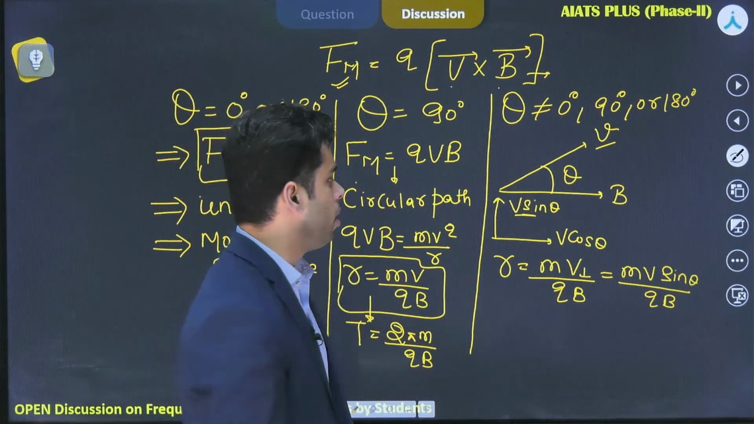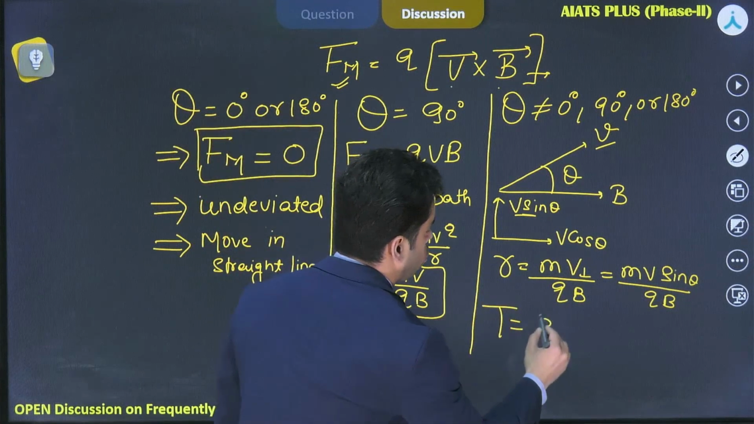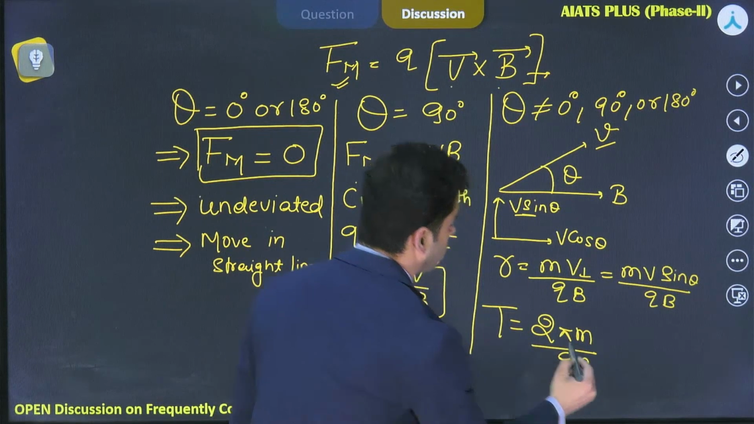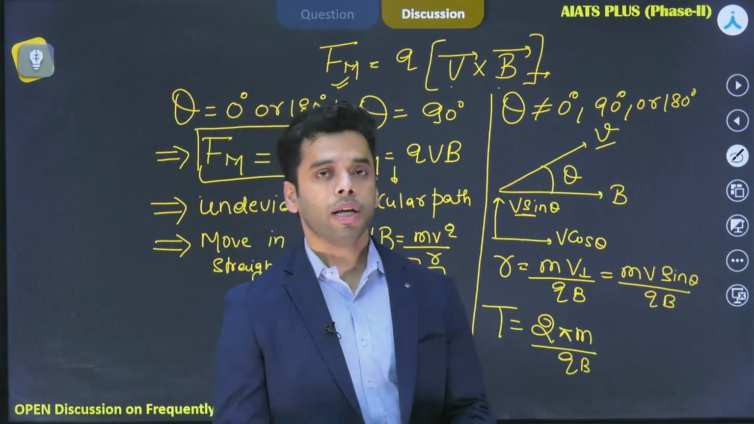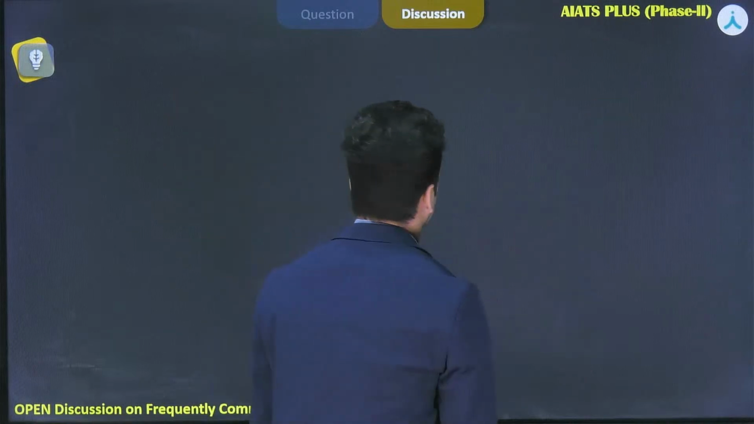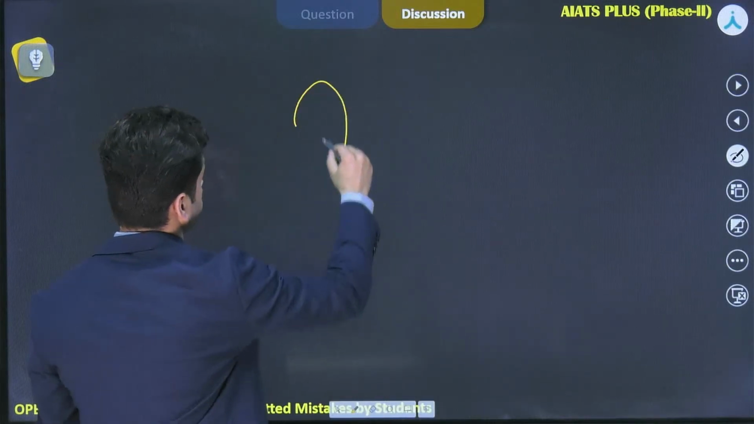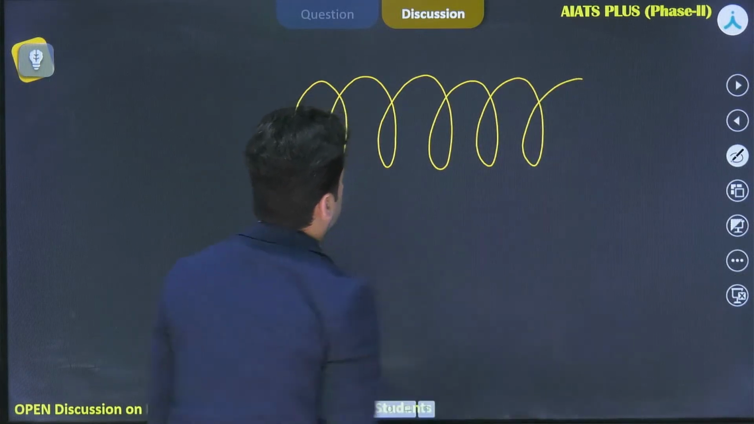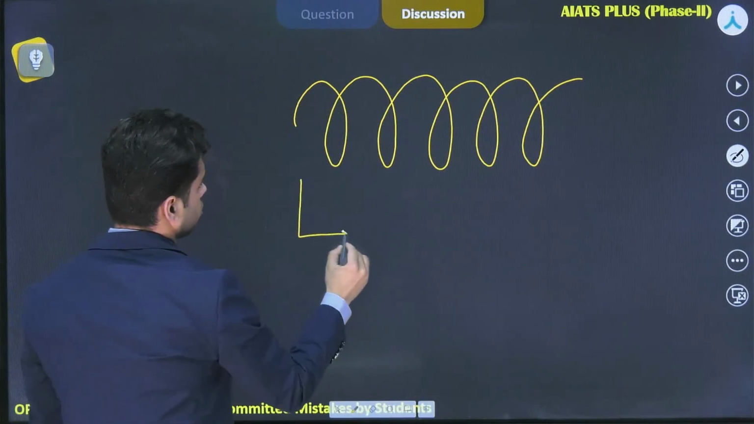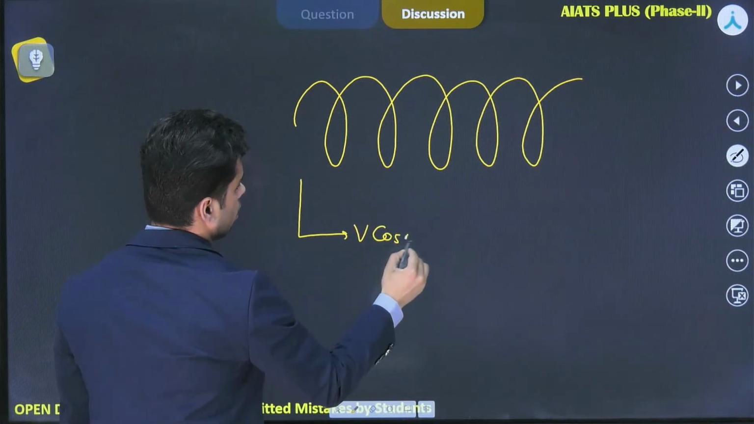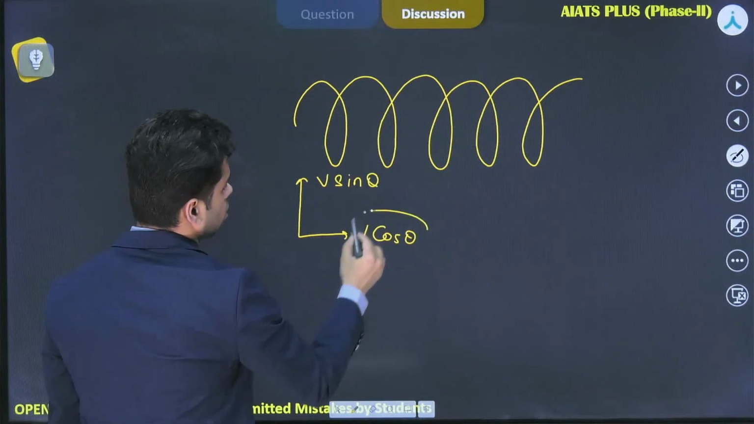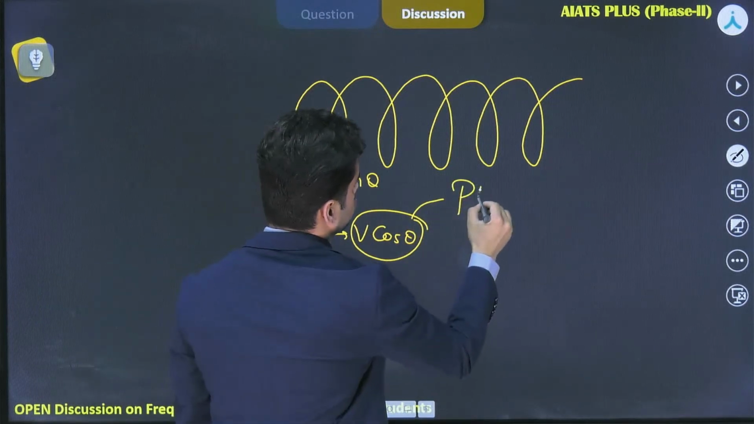Again, the time period will be 2 pi m by qB. This will be the time period. And what will be the path of the charged particle? It will be helical. So it will be something like this. So it will be a helical path. So you have two velocities, v cos theta over here, and v sin theta over here. So this v cos theta will be providing the pitch.